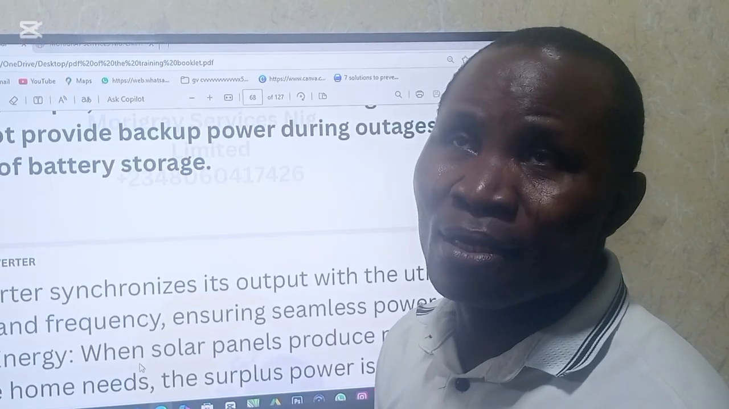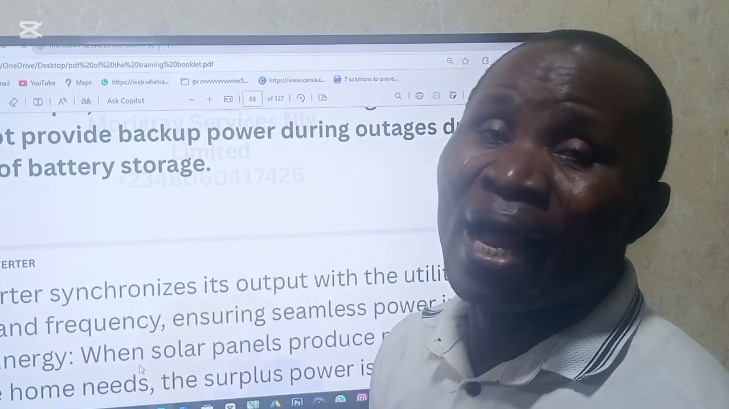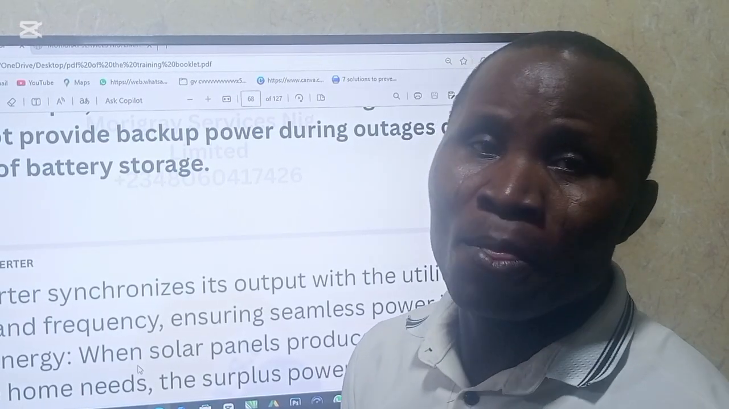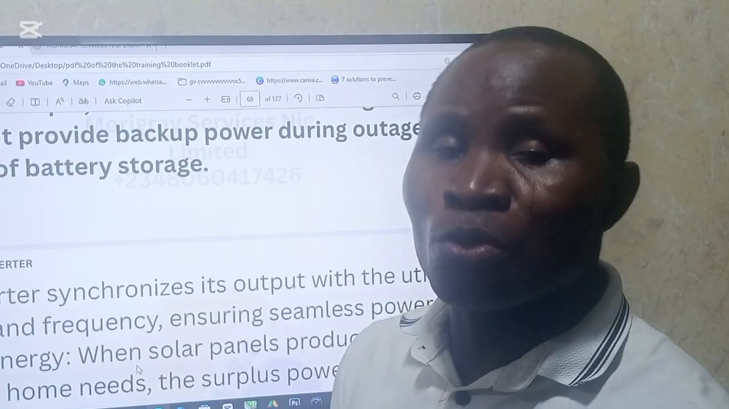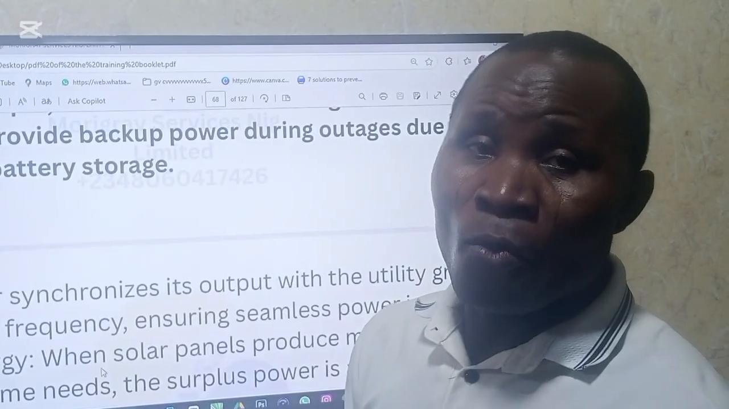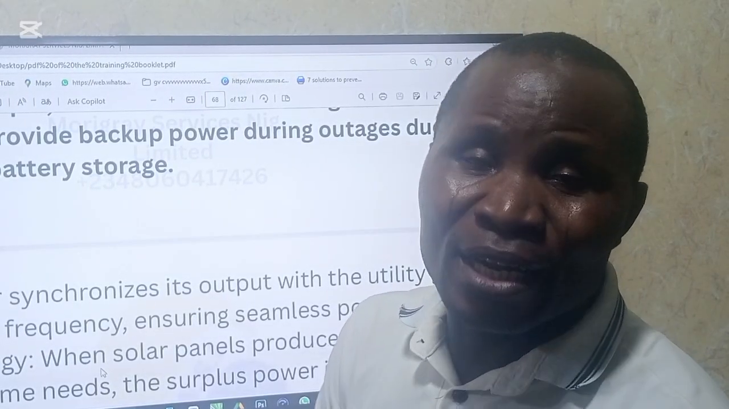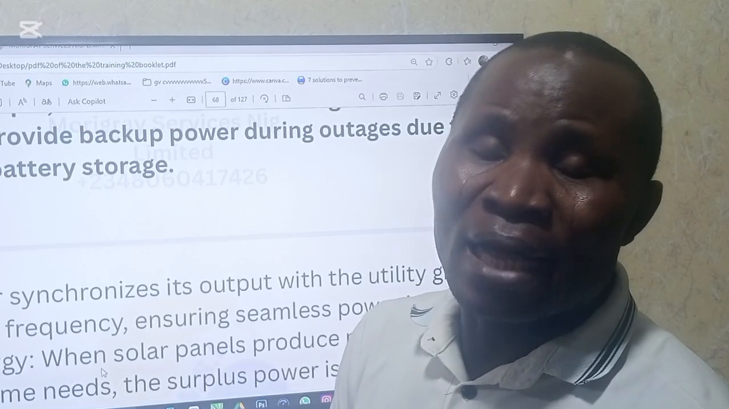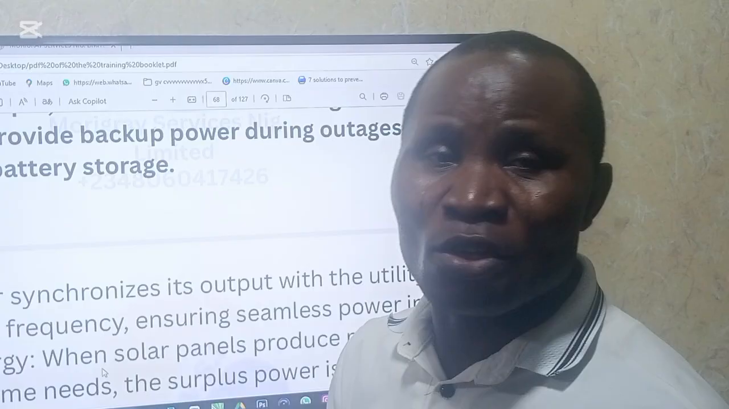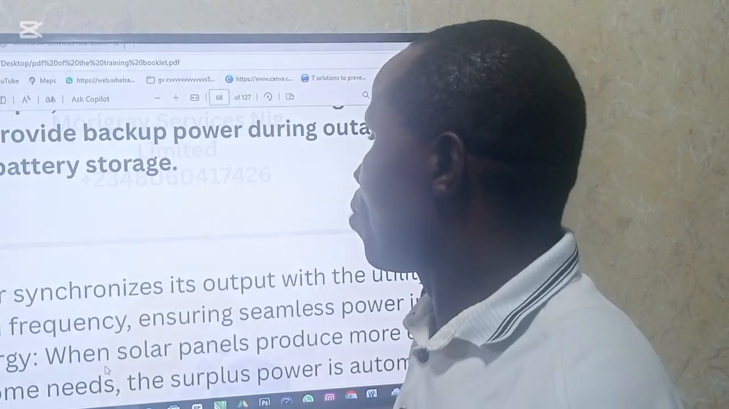But in the city, or in a place where the national grid is regular and the net metering policy is obtainable, it's advisable you use a grid-tied inverter. Why? Because you may decide to use the grid for 12 hours and the power you generated for 12 hours, even though it comes through the national grid. It's very, very important.